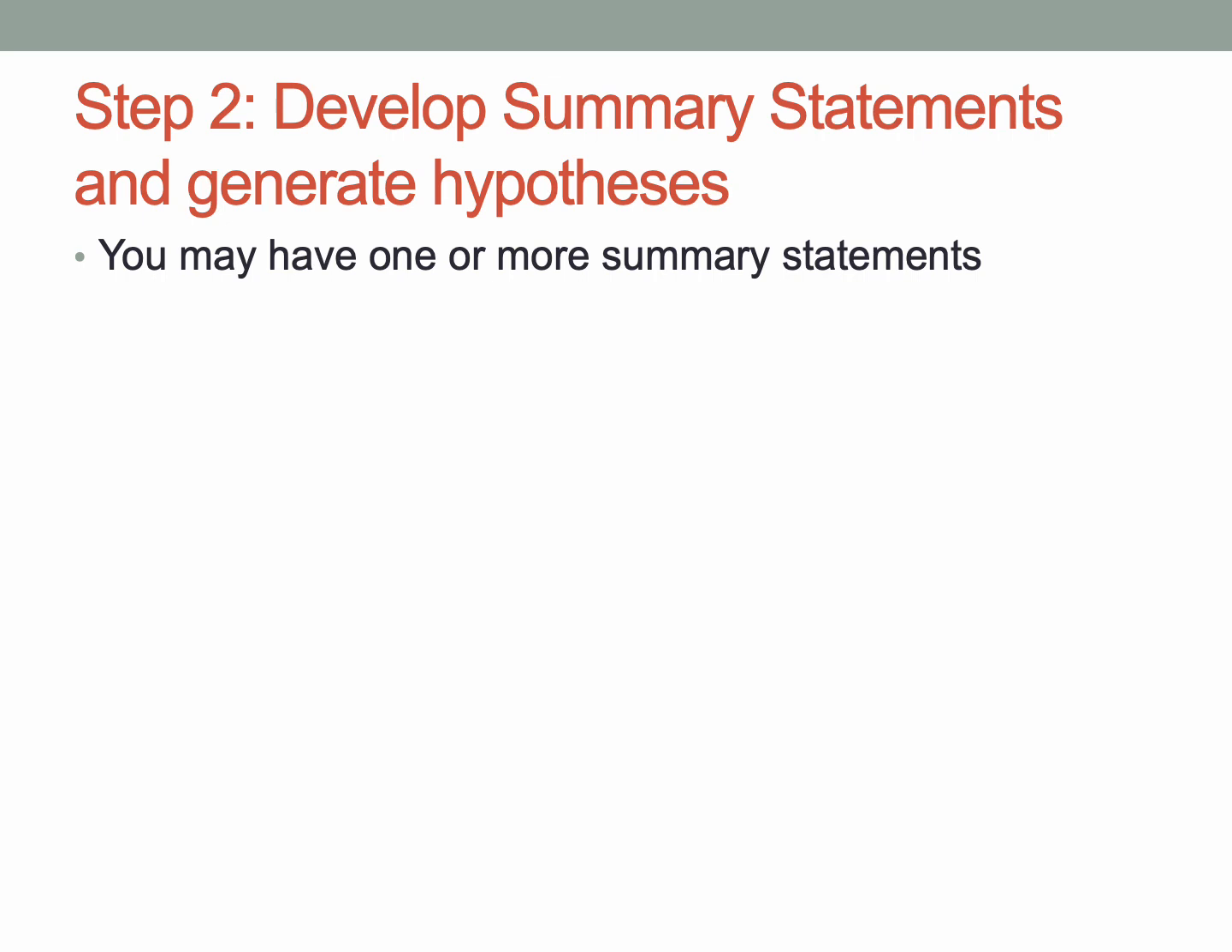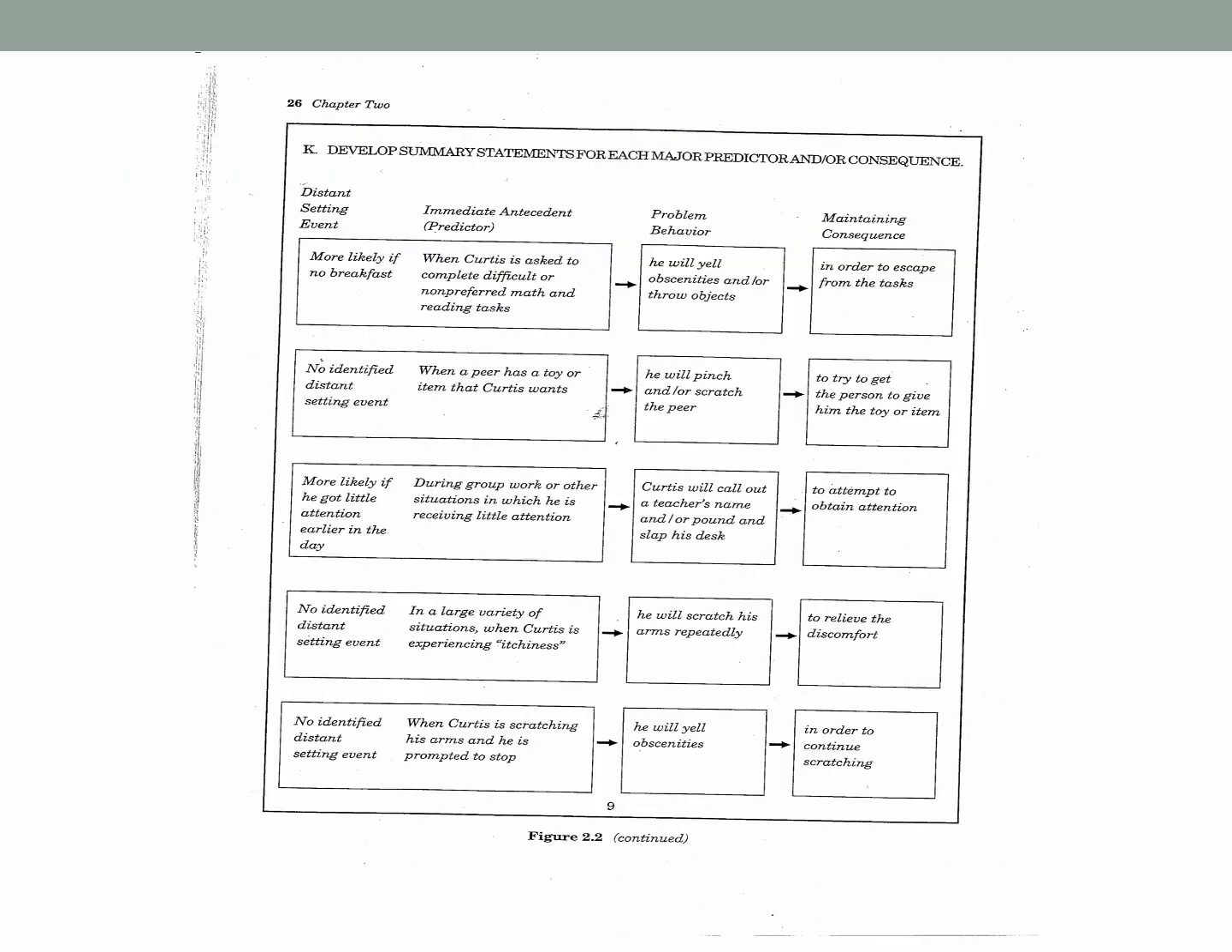Now, based on the information you gather from ABC chart or interview or scatter plot and rating scale, other sources too, you will develop summary statements and hypotheses. So basically, you can summarize when the behavior occurs, what kind of behavior occurs, what happens after the behavior. If you can identify the possible function for each event, that would be great too.